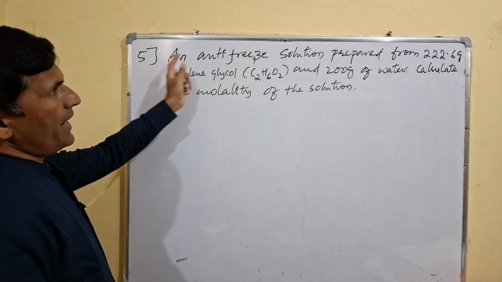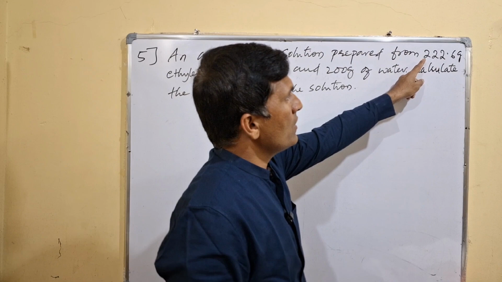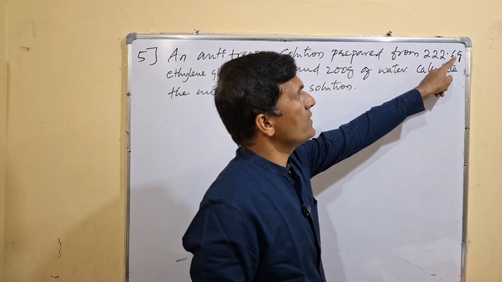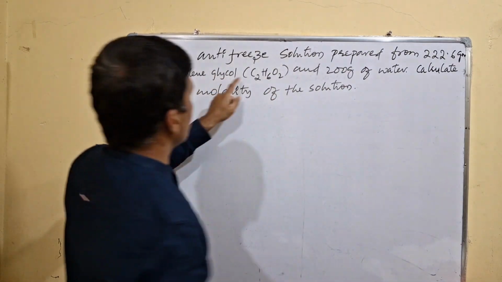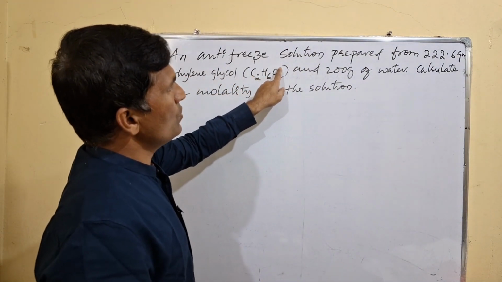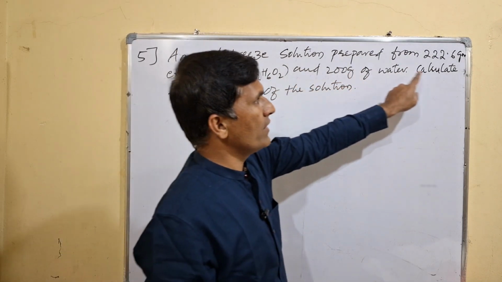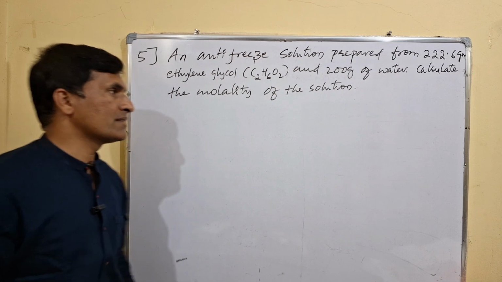Okay, an antifreeze solution prepared from what? 212.6 gram of ethylene glycol, that is C2H6O2, and 200 gram of water. Then you calculate the molality of the solution, is being asked.